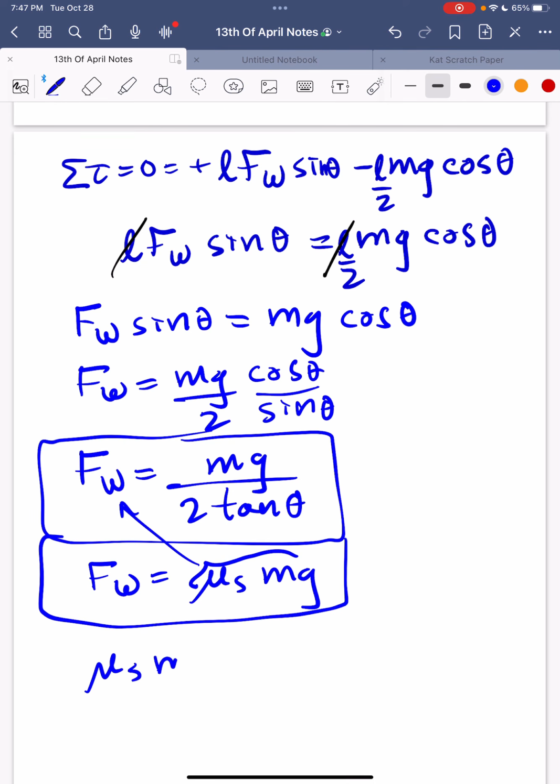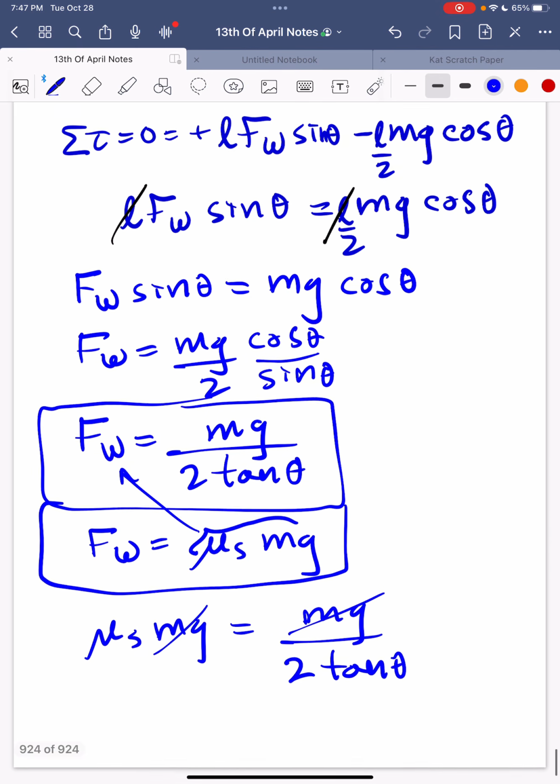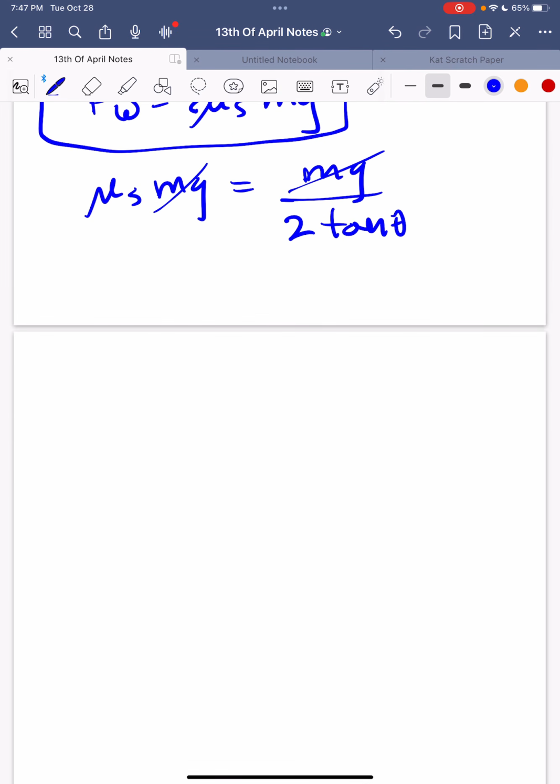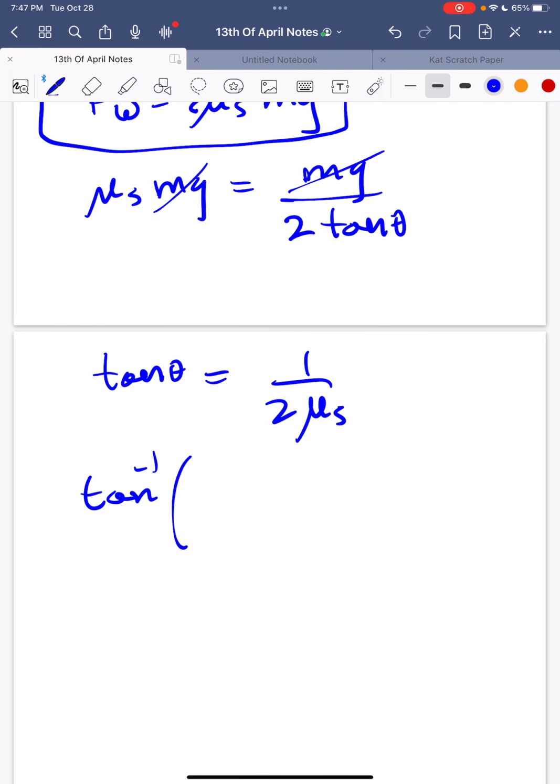Mu s times mg equals mg all over 2 times tangent of theta. Cancel the mg's like that. And then I can basically get something like this. If I multiply both sides by tangent theta, I get tangent theta equals 1 over 2 mu s. And if I take the arctangent of 1 over 2 mu static, that should give me the angle. So this is the answer right here.